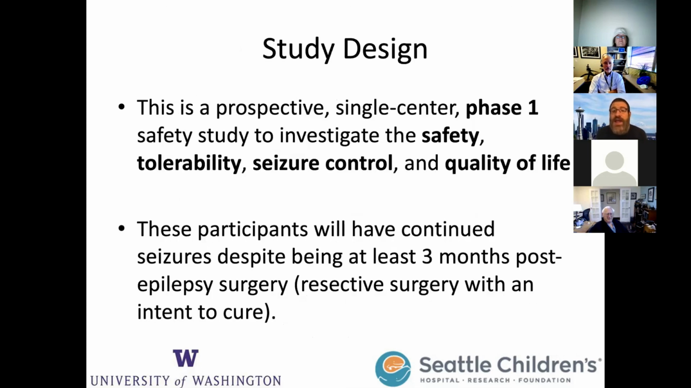This is a phase 1 safety study designed with safety and tolerability as primary endpoints, as well as secondary endpoints related to seizure control and quality of life. And the way we enrolled kids into this study was that we needed them to have continued seizures despite being 3 months post-operative from a surgery with the intent to cure. So these kids were all evaluated by our multidisciplinary epilepsy conference and felt to either be no longer candidates for additional resective surgery, or their families no longer wanted to pursue resective surgical options for cure.